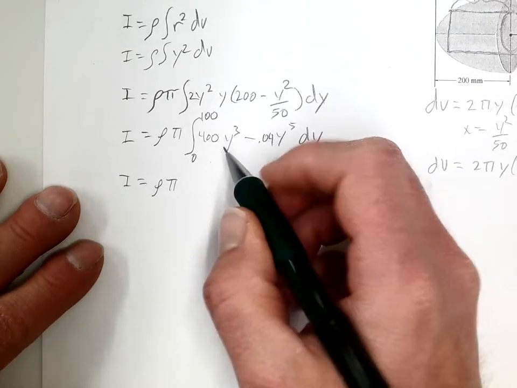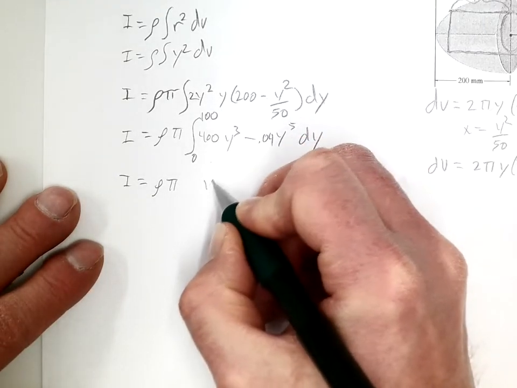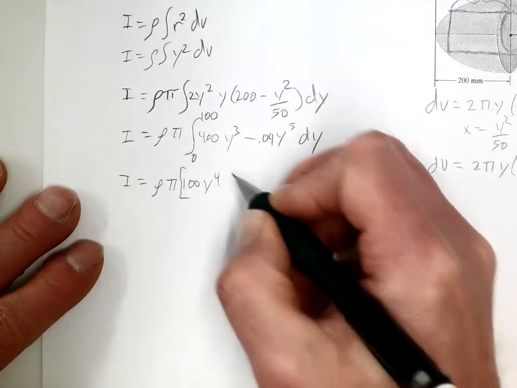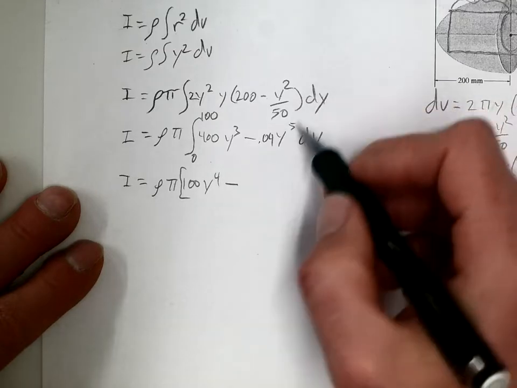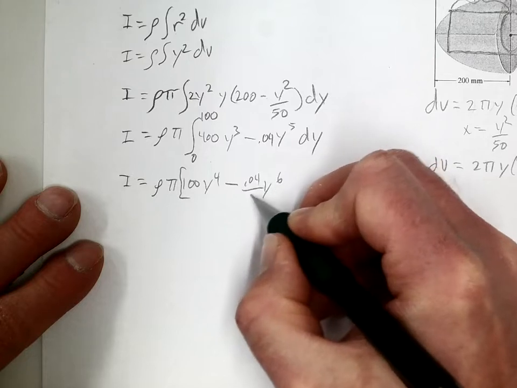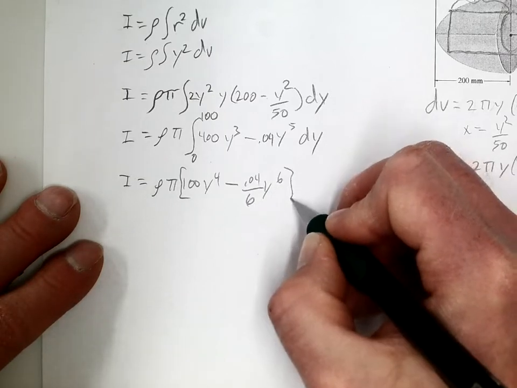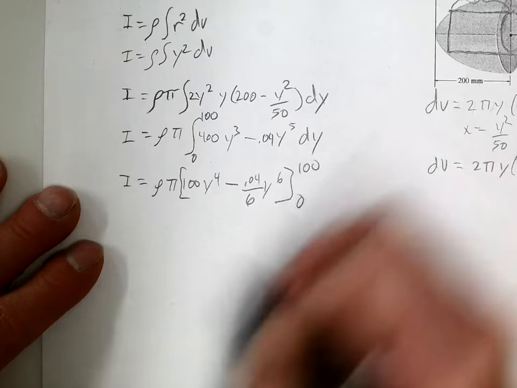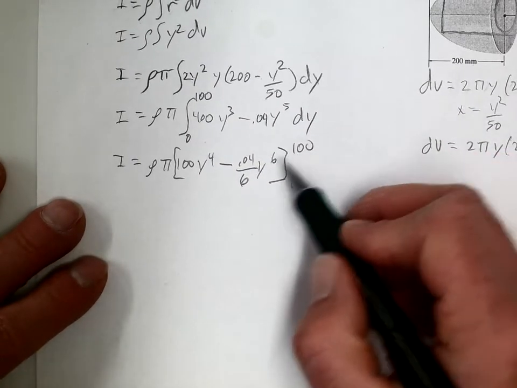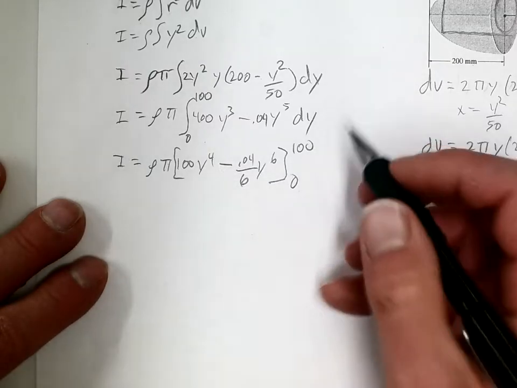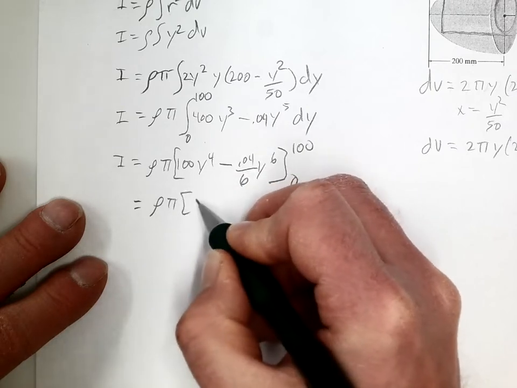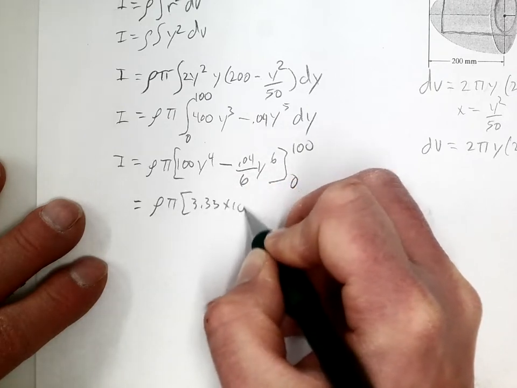Okay, integrating this, we have y to the 4th, 400, then divided by 4 be 100, minus y to the 6th, 0.04 divided by 6, from 0 to 100. If we put 100 into both of those, we get rho pi times 3.33 times 10 to the 9th.